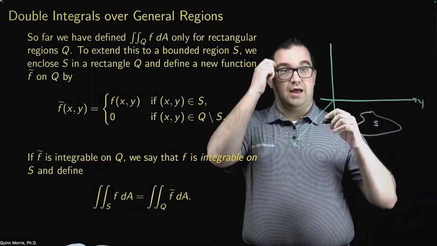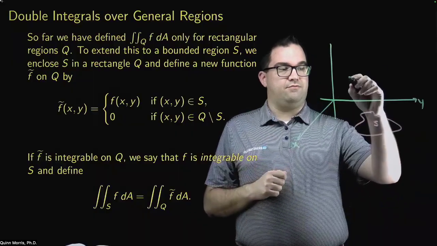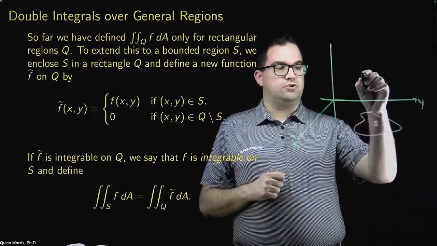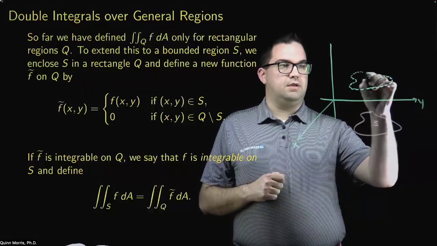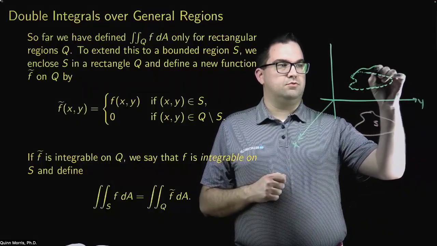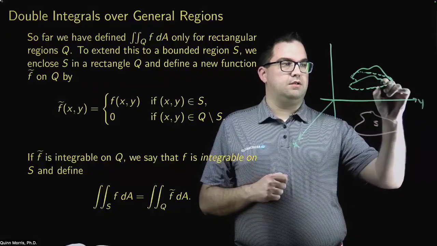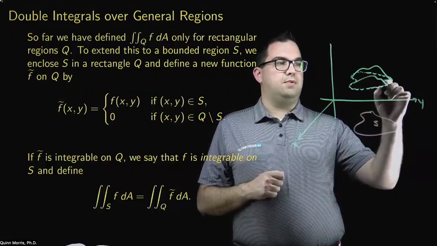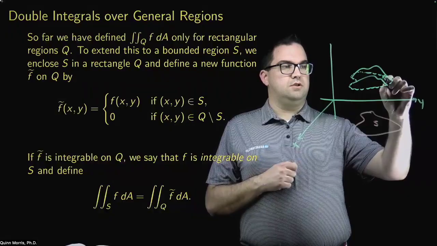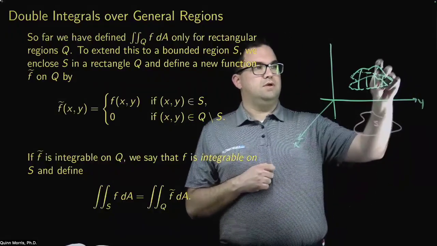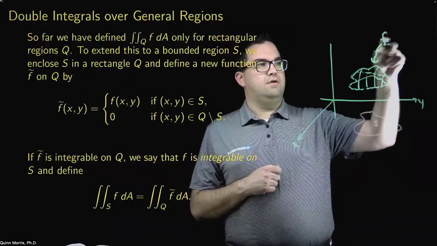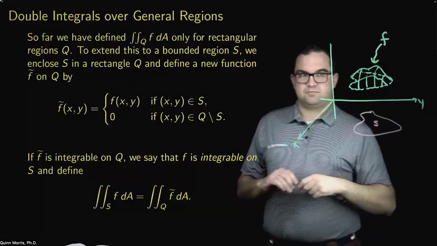Let's imagine I have this function f, and it's going to look like some sort of surface floating up here, but it might be sort of bumpy. It can do all sorts of things. But I have some sort of surface lying over here that is what I want to integrate. So this is my function f that I want to integrate over S.